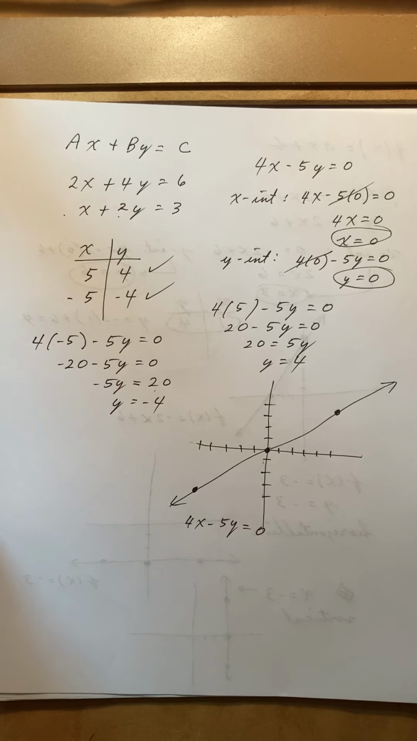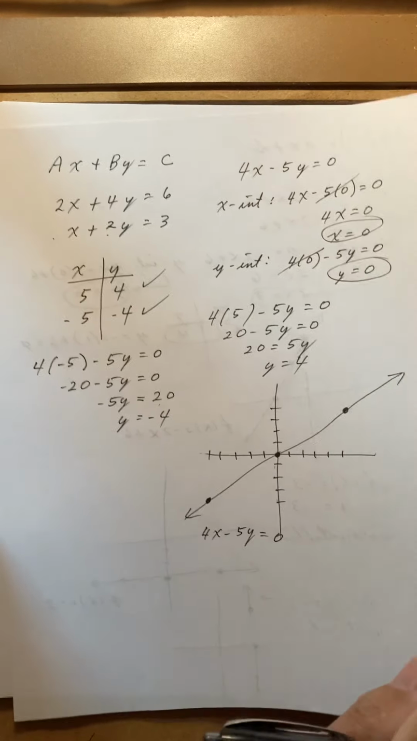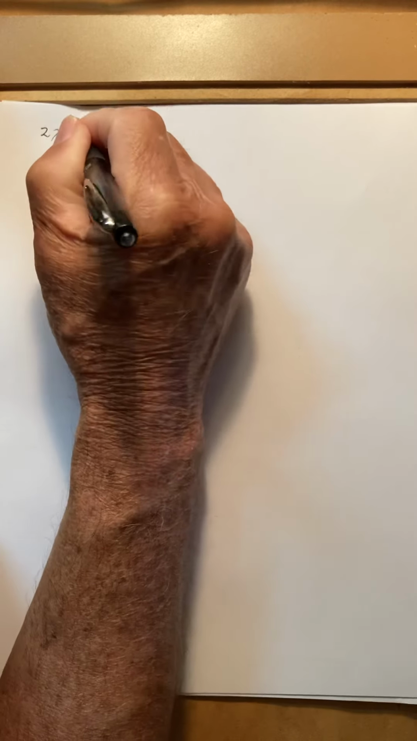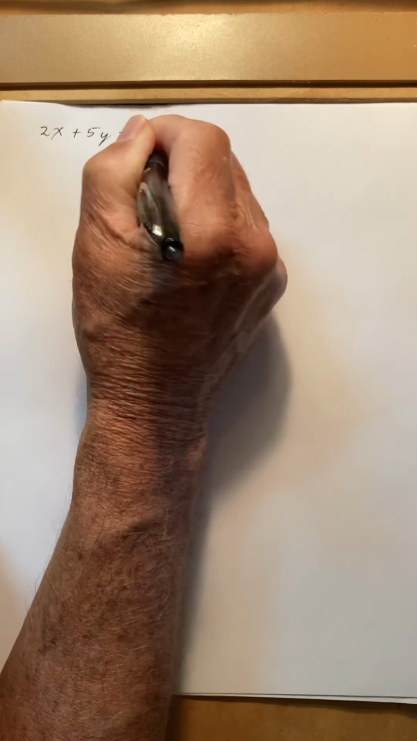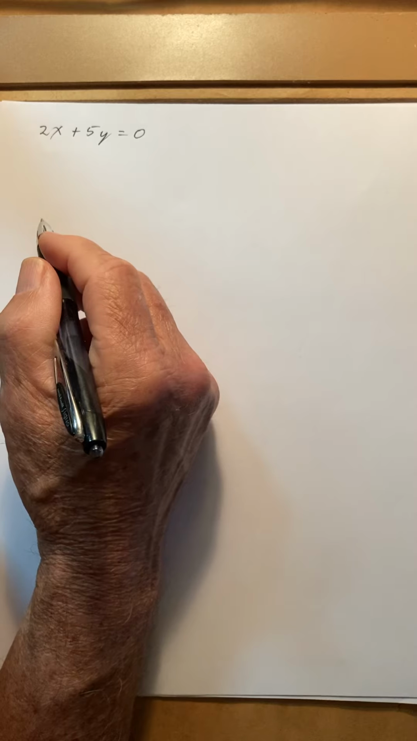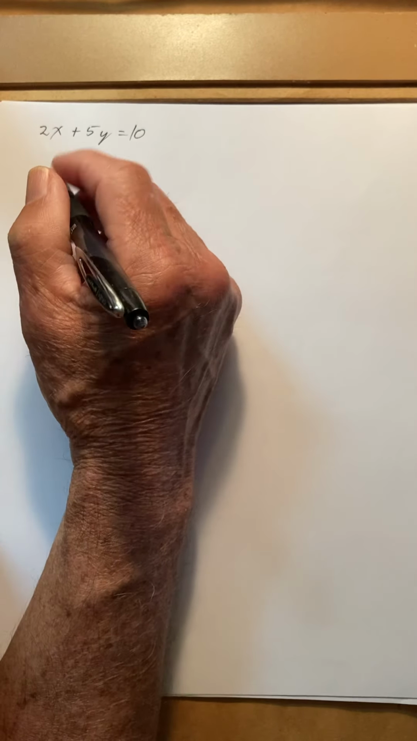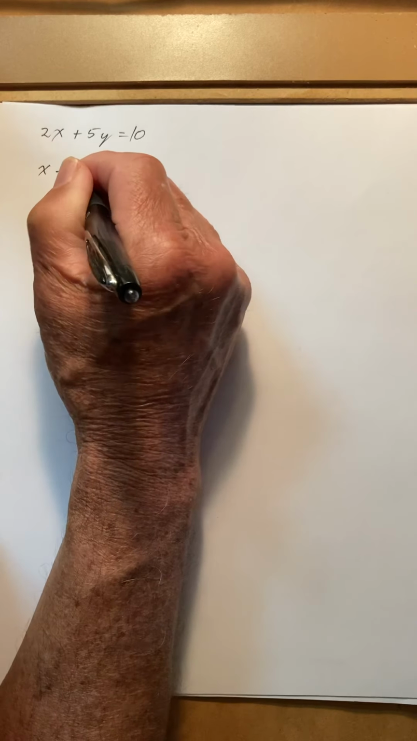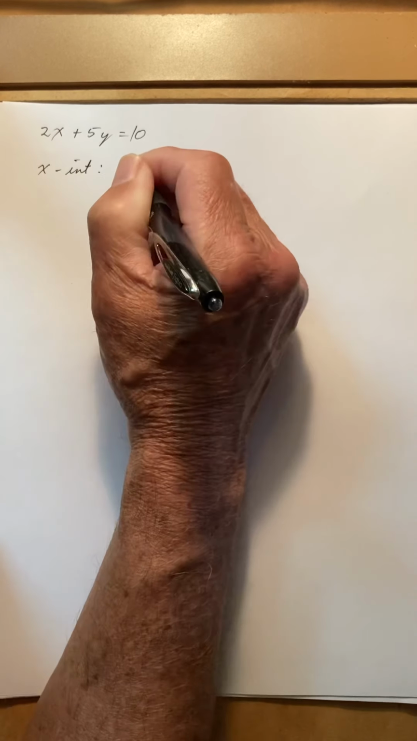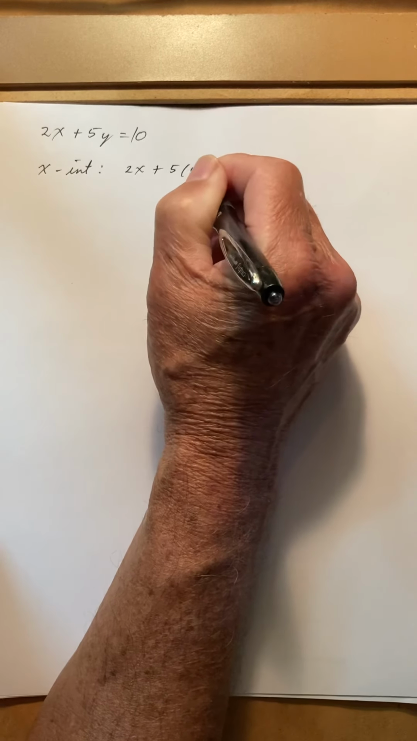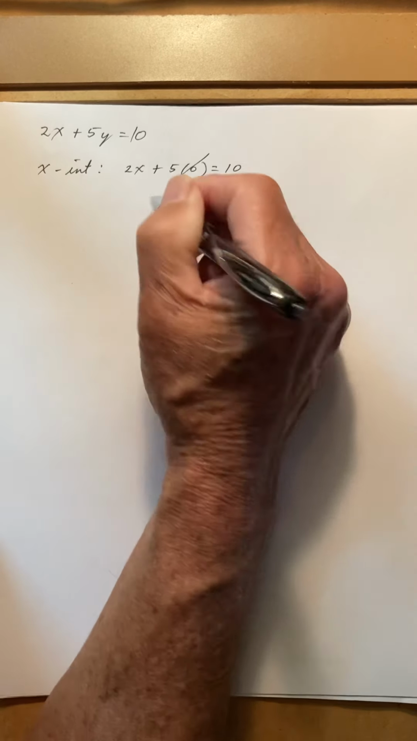So we've done that by the intercept method, and we're going to do one other equation like this by the intercept method, which is 2x plus 5y equals 0. I'm sorry, equals 10, not 0. So to get the x-intercept, we put 0 in for y equals 10. Cross that off.